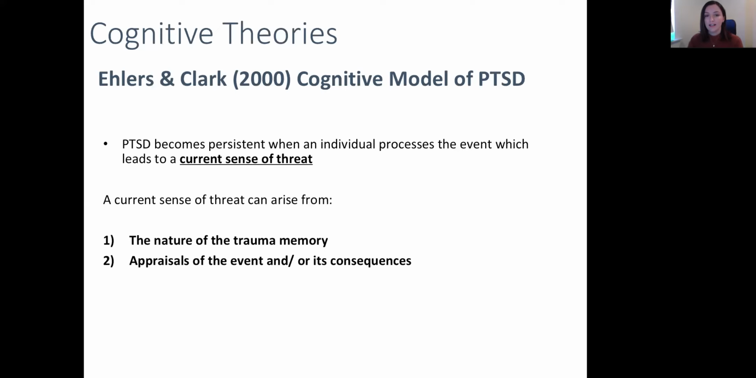So in Ehlers and Clark's cognitive model of PTSD, they state that PTSD becomes persistent when individuals process the event in a way which leads to a current sense of threat. And this current sense of threat can arise from the nature of the trauma memory or the appraisals of the event and/or its consequences.